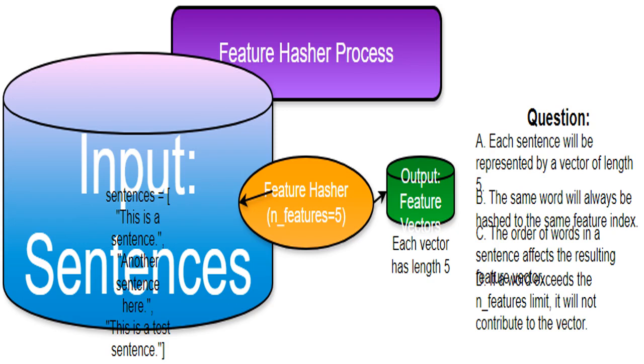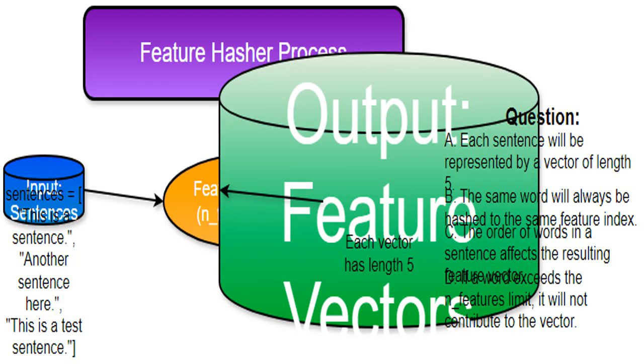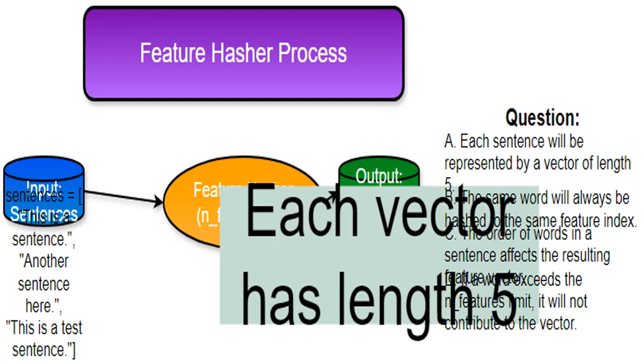I'm given 3 sentences as input data for the FeatureHasher. These sentences will be converted into numerical vectors. This statement is true because I set n_features equals 5. Each sentence will be transformed into a vector with exactly 5 elements. Think of it like a 5-element container. This statement is generally true, but not guaranteed. The FeatureHasher uses a hash function, and while the same word usually maps to the same index, there's a possibility of hash collisions. Different words might end up in the same index.